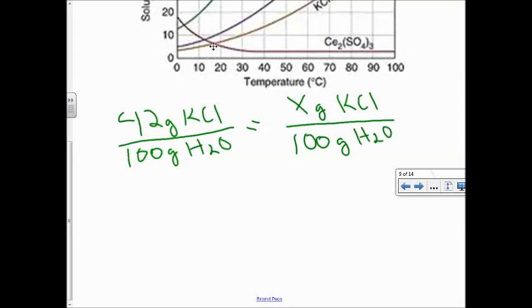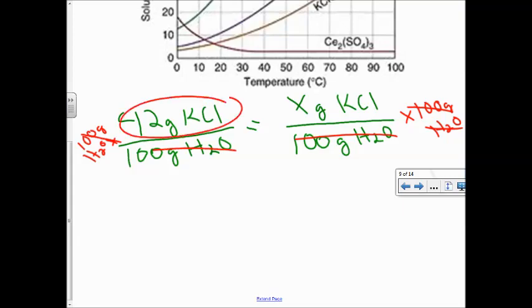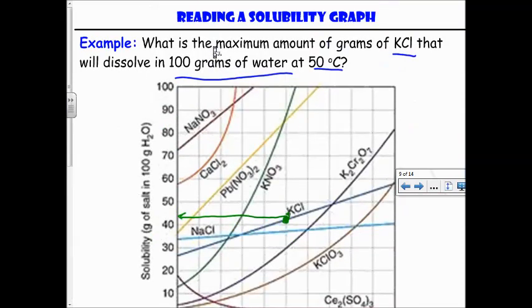Well, guess what? If I go through and do my algebra, and I multiply this by, again, 100 grams H2O, that cancels out. And then you multiply this side by 100 grams of H2O, because remember, whatever you do to one side, you can do to the other. Those just cancel out, and you're still left with your 42 grams of potassium chloride. This one is a little bit of a trick question.